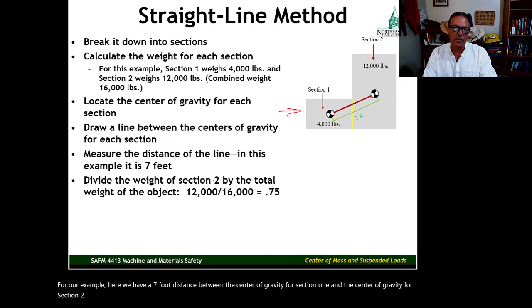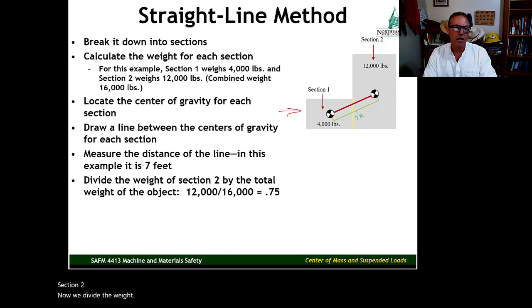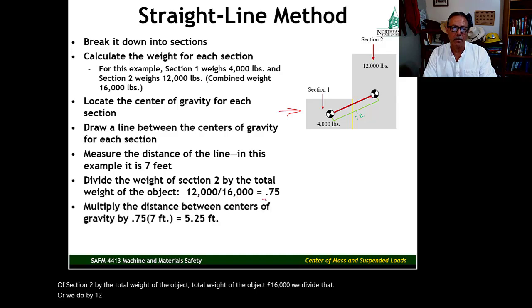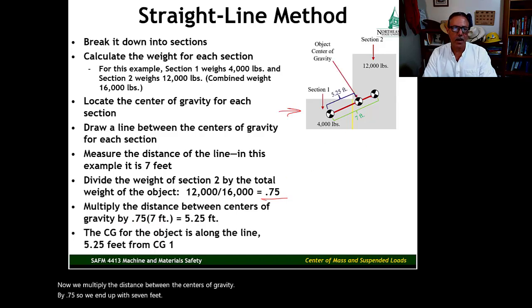Now we divide the weight of section 2 by the total weight of the object. Total weight of the object, 16,000 pounds. We divide 12,000 by that 16,000 pounds. We come up with 0.75. Now we multiply the distance between the centers of gravity by 0.75. So we end up with 7 feet times 0.75. And our center of gravity is 5.25 feet from the center of gravity for object 1 along this line.